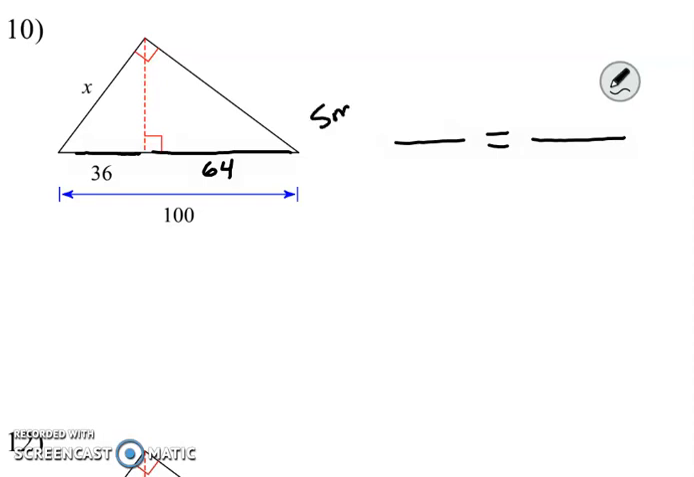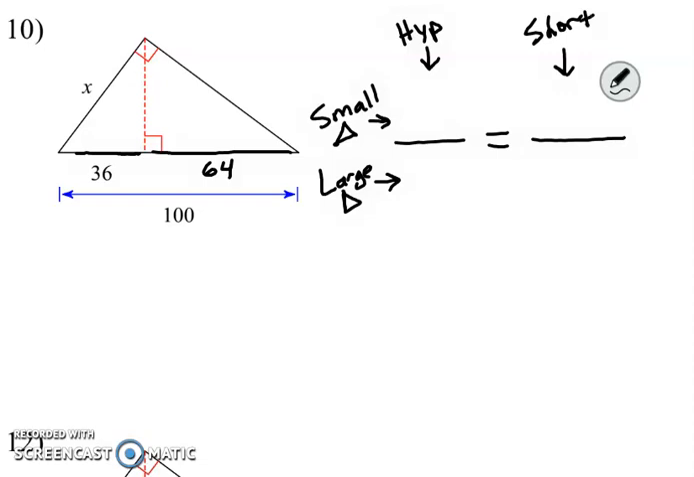So I'm going to put my small triangle here as the numerators, and that largest triangle, I'll put those values in the denominator. And then which sides in those triangles are given to me? Well, I've been given information about the hypotenuse, and I've been given information about the short side in those two. So now it's just a matter of filling in the blank once I've got that template set up.